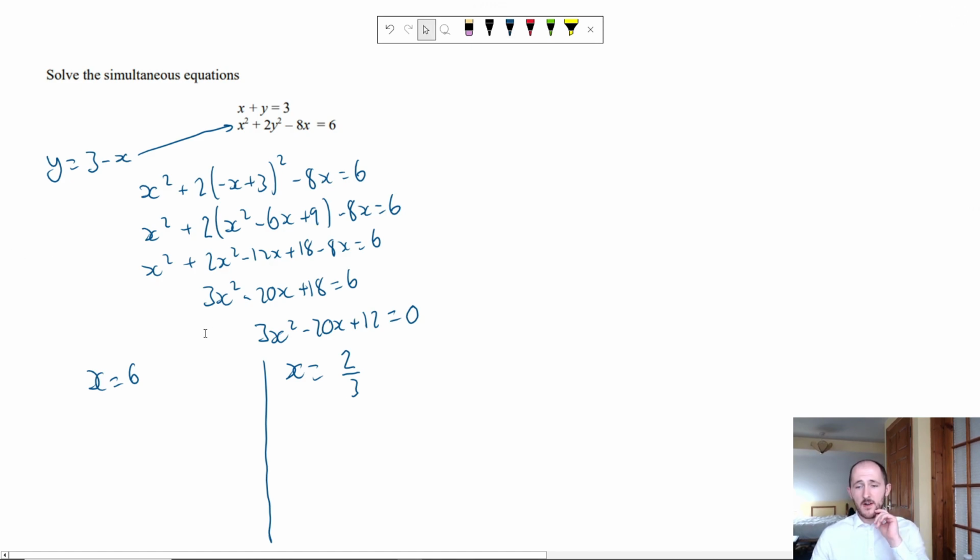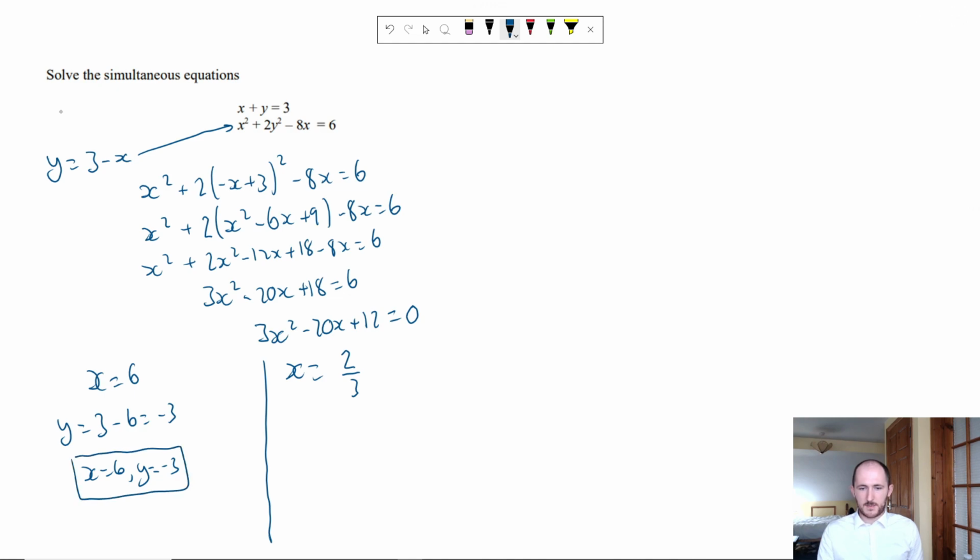Now, this so far has given me all but the last mark, because you also need to find out what y is. And if you look here, we have an equation for y, nice and easy. So for this first part, y is equal to 3 minus 6, so it equals minus 3. So my two values there are x equals 6, y equals minus 3. That's my first pair of answers.